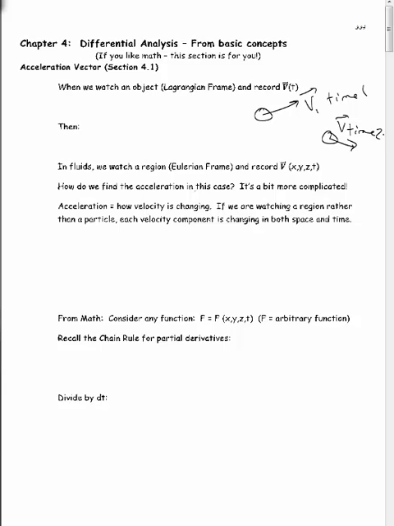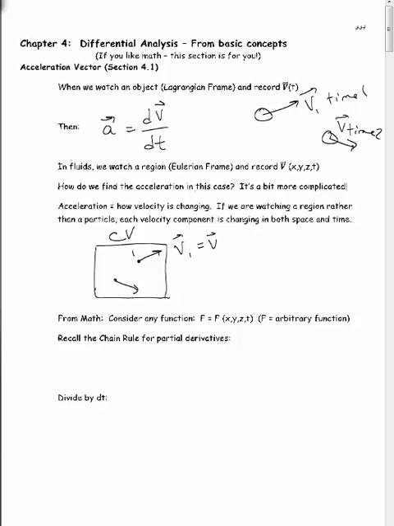Okay, so for that kind of Lagrangian analysis, our acceleration was just dv/dt, if you remember from physics, and that's because v was only varying with time. But now that we're in fluids, we're going to do control volumes, or Eulerian analysis, and for that, we are going to look at various positions in our control volume. And this v1, say, at this point 1, now is a function of position, x, y, z, and time, okay?